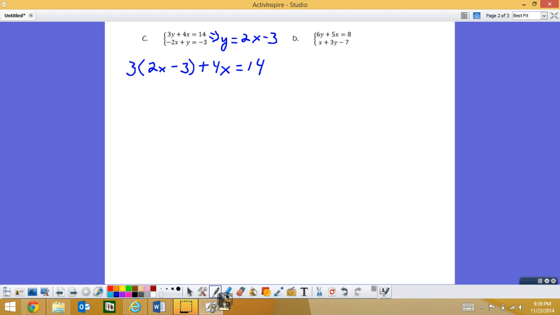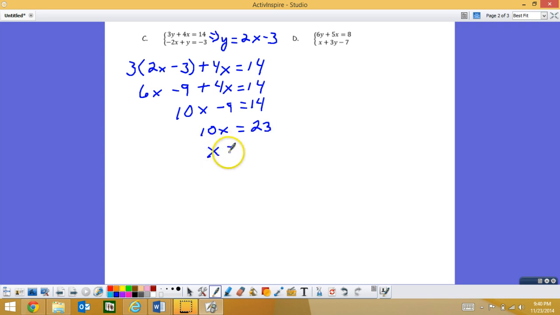Now we solve this equation for x by distributing the 3 and then combining the like terms to get 10x minus 9 is equal to 14. Then we add 9 to both sides to solve this for x. So 10x is equal to 23. When we divide by 10, we get 2.3. So that is the x-coordinate of the point of intersection.